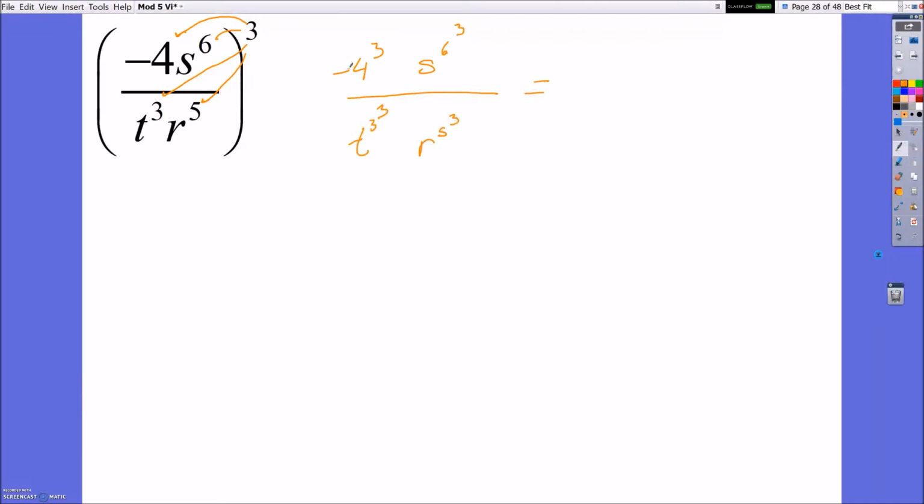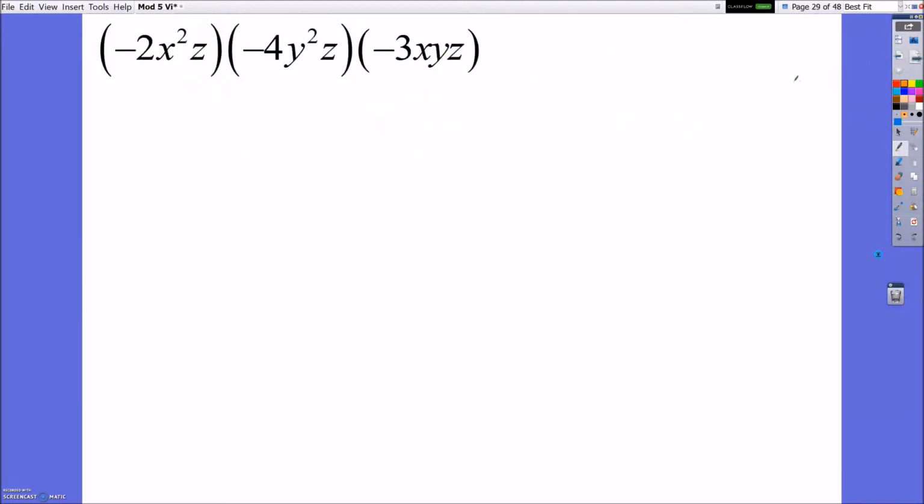If I were to do this, -4 times -4 is +16, times -4 is -64. Whenever I have a power to a power, I'm going to multiply those. So that's going to give me s to the 18th power, all over t, and then 3 to the third power is 9, and then r, 5 to the third power is 15. Whenever I have a power to a power, I multiply. I now look at my exponents and see if I can combine them. I can't, so I'm done with that example.